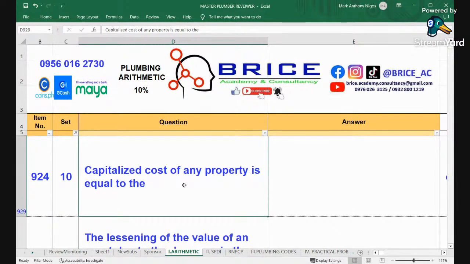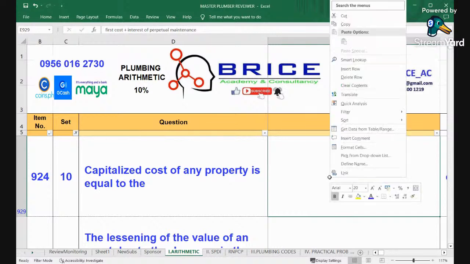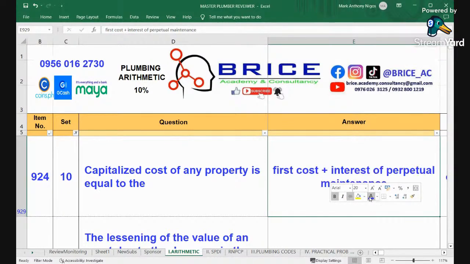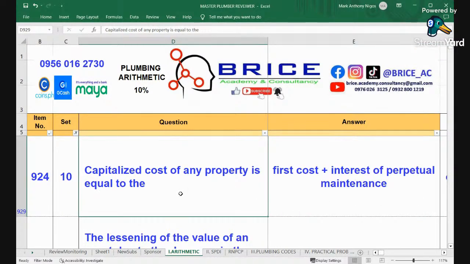924. The capitalized cost of any property is equal to the first cost plus interest of perpetual maintenance.